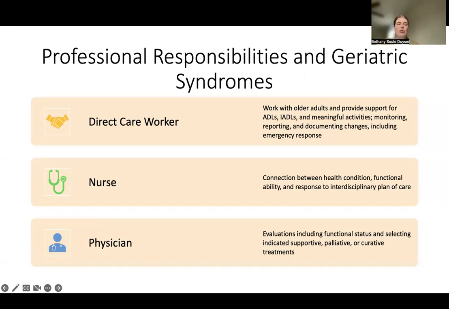Nurses care for older adults with geriatric syndromes by recognizing the impact of their current health status on the development and progression of the geriatric syndrome. They also develop nursing care plans that are informed by the required functional supports, medical interventions, and the goals set in partnership with the person. Physicians working with older adults are very often taking an inventory of someone's functional status and then selecting the appropriate supportive, palliative, or curative treatments for the myriad of underlying causes or resulting effects that relate to those geriatric syndromes, right?